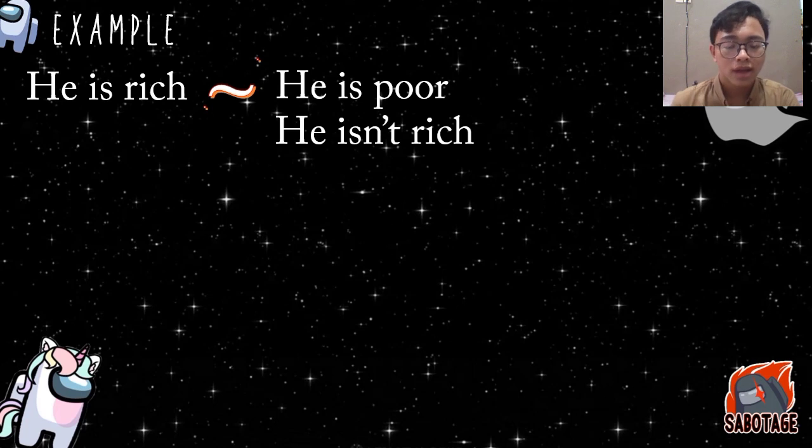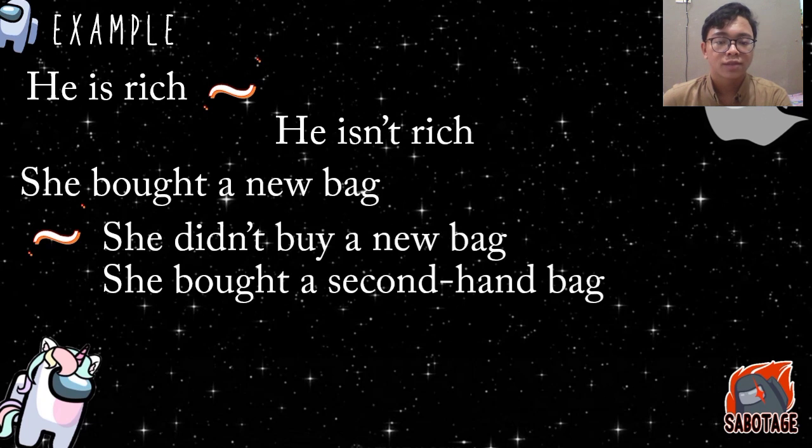When can we use antonyms? Okay, for example, in the case of "I can play guitar", the negation is "I can't play the guitar". Look at the second example. She bought a new bag. Is the negation "she bought a second-hand bag"? Of course not. The negation is that she didn't buy a new bag, because it could be that she didn't even buy it at all.